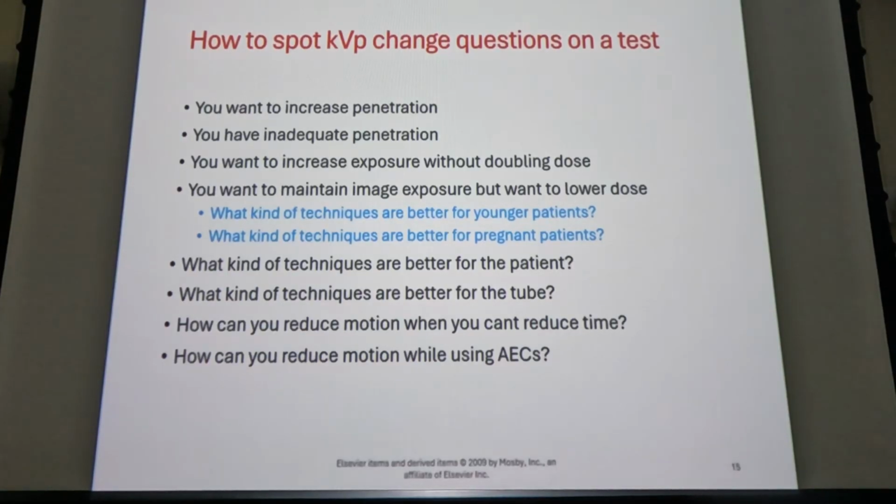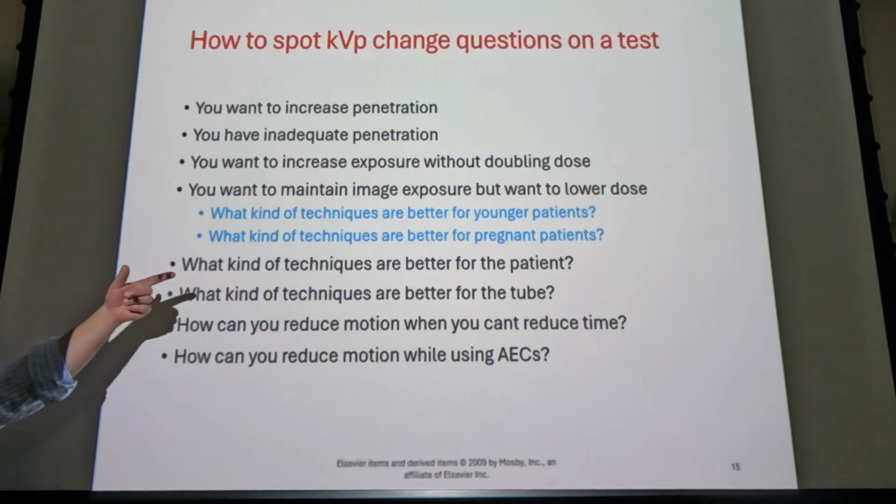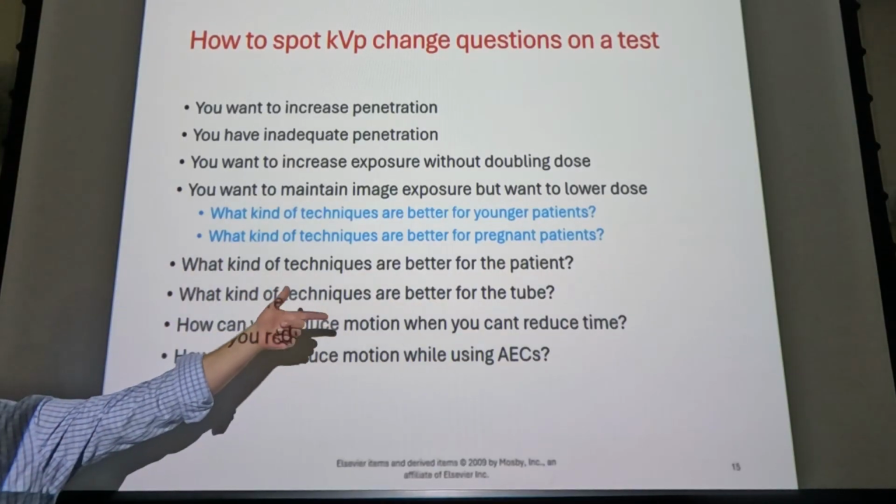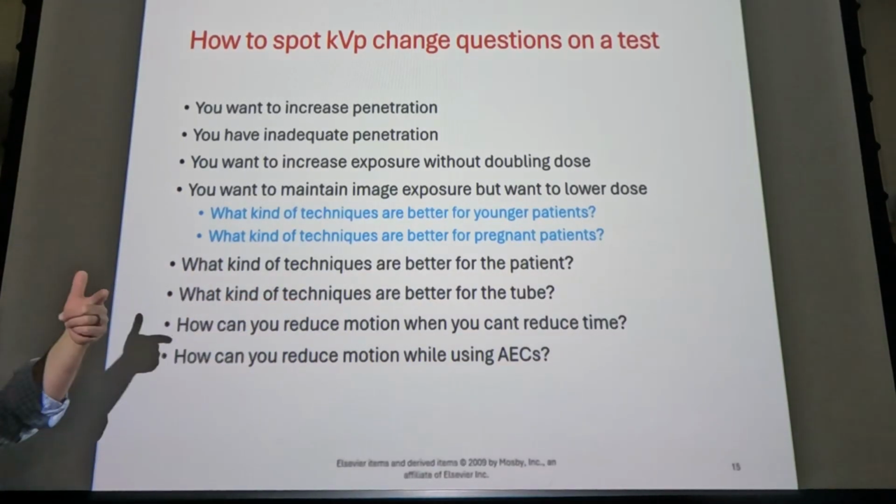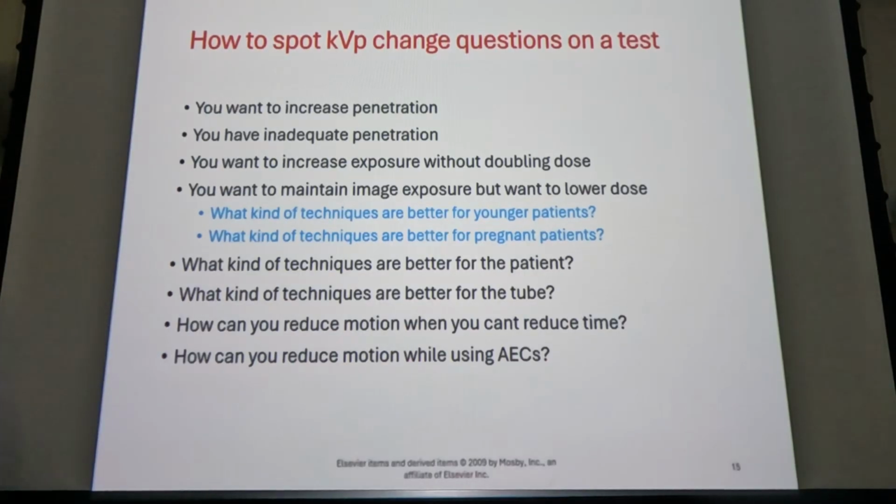So you want to maintain image receptor exposure, but you want to lower the patient dose. You've got a technique in mind, but you've got maybe a pregnant patient or a pediatric patient. So you would use your 15% rule in that case. You would increase your KVP by 15% and reduce your mass by a factor of 2, right? So in effect, what you would be doing there is maintaining image receptor exposure while reducing patient exposure.